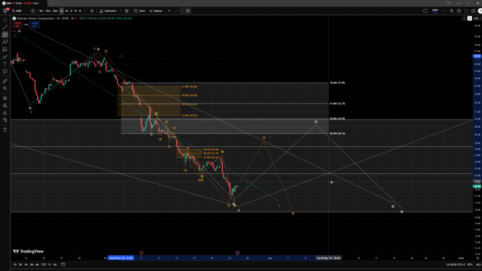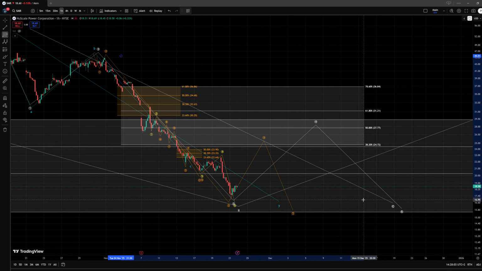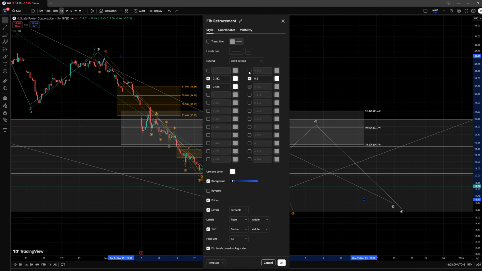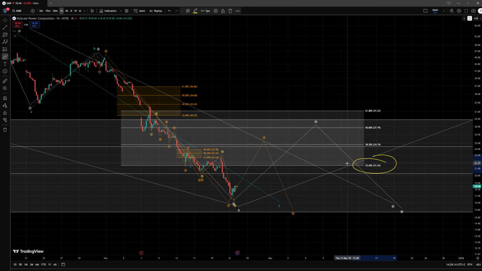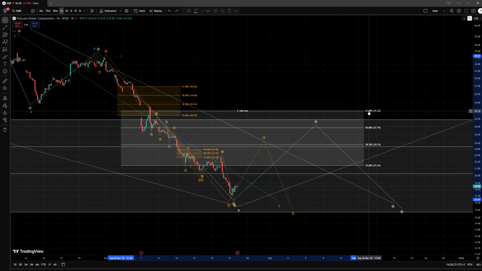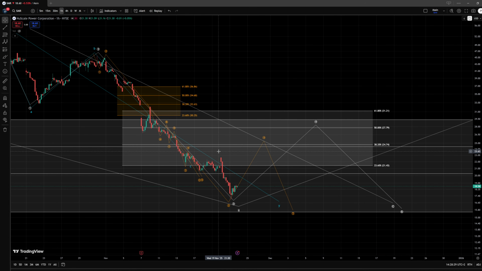So we will be tracking only the one where we have resistance between the $31.2 all the way down to, let me grab the right tool, the $21.4. So from the 23.6% retracement all the way up to the 61.8% retracement, we are still in resistance. We want to see a break above the $31.3 as a signal that this structure, this correction to the downside, is likely done.